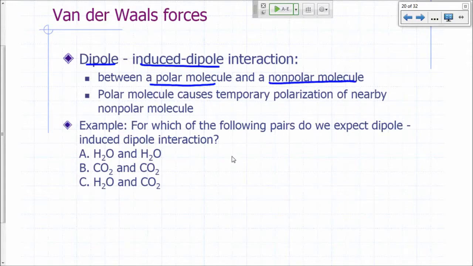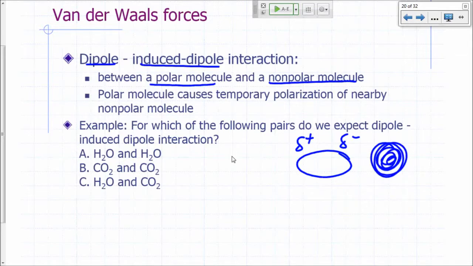What happens is, if a polar molecule comes nearby, so if you have a polar molecule here, partial positive, partial negative, let's say you have a nonpolar molecule over here. What's going to happen? When the negative end of a polar molecule approaches, what will it do to the electrons in here? It's going to push those electrons away, right? Electrons repel each other. So you would have an induced dipole.